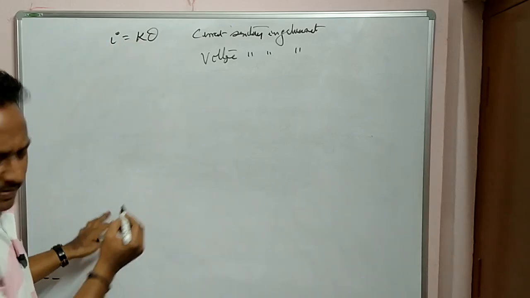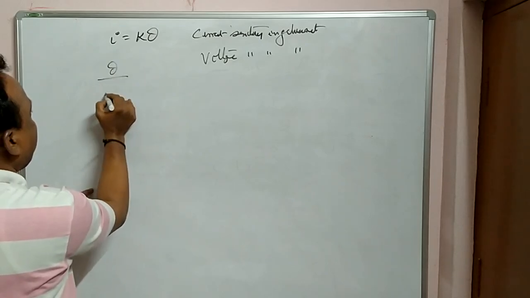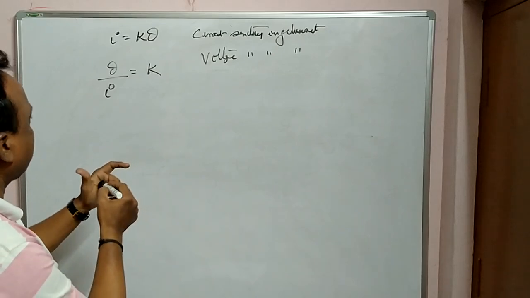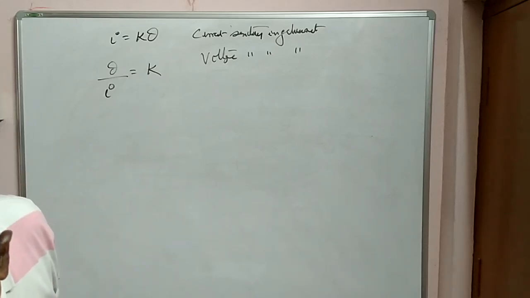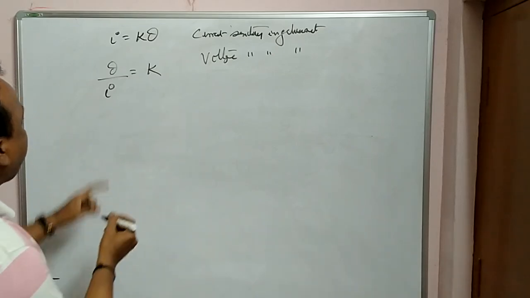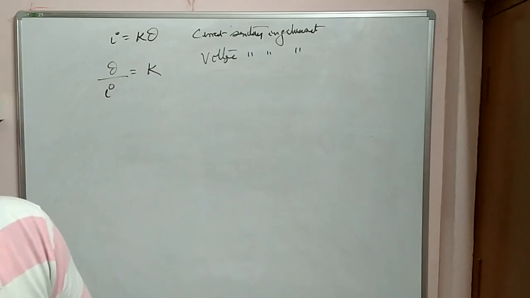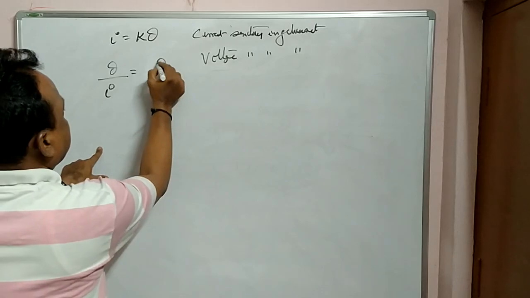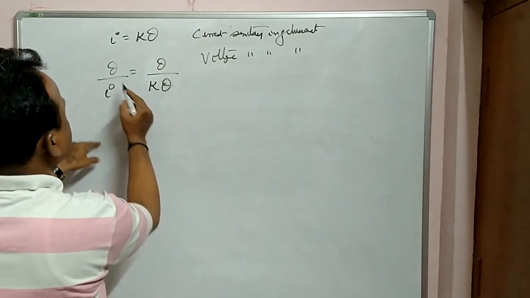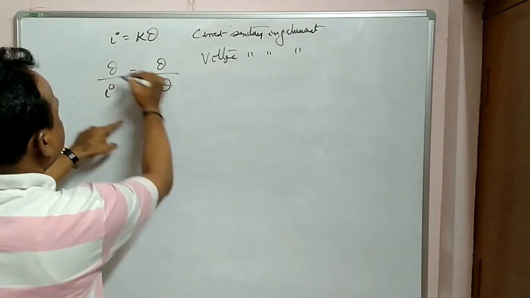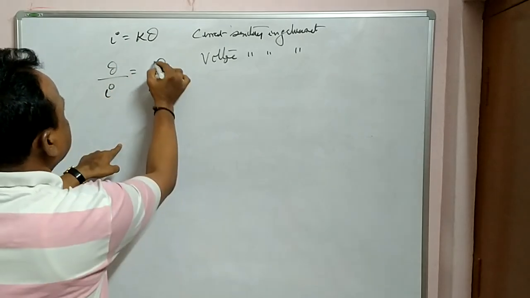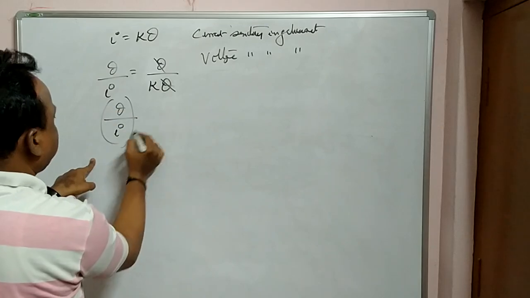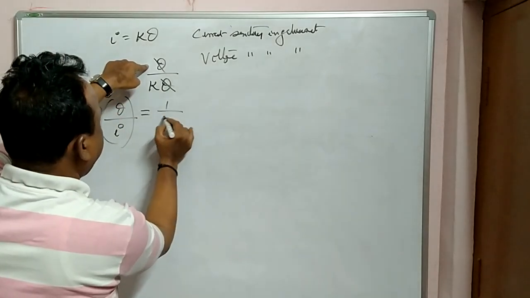Here I is equal to K theta. Or we can write this in another way: theta by I is equal to K. I can write it in this fashion. Theta by I is equal to theta by K into theta, because theta gets cancelled. I is equal to K theta. So from here, this theta by I is called the current sensitivity of the galvanometer, which is equal to 1 by K.